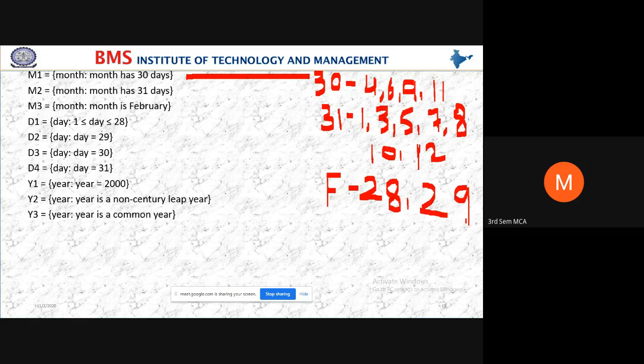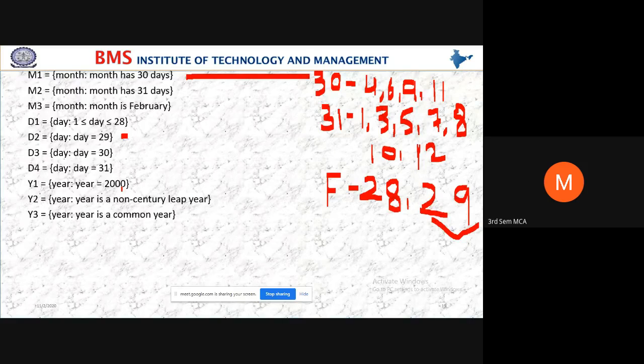In DD path, we have seen it is an exceptional case, not in every year do we get 29 days. A leap year comes, how often does a leap year come? Whenever the leap year comes, the number of days in February will be 29. So the day is 1 to 28, day is 29, day value is 30, day value is 31.